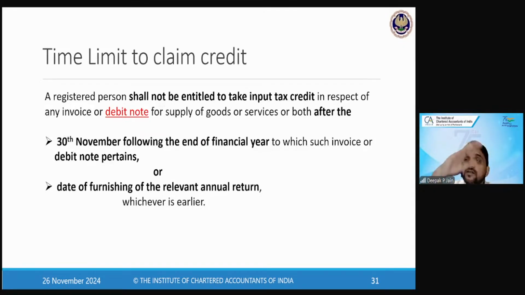So April month's returns, you can claim it till September. March month's return, which is March 23-24, that also you can claim it by September 2024. तो इतना टाइम है क्लेम करने के लिए. Either 30th नवंबर या फिर आपने रिटर्न पहले फाइल कर दिया एनुअल रिटर्न, तो फिर उस टाइम तक आपका क्रेडिट ब्लॉक हो जाएगा. Generally the due date for annual return is December, so you will generally file it after November itself. So your default time limit will be 30th November. So by the 30th November or the date of furnishing annual return, whichever is earlier, you should claim the credit. So much of time they have already given you.